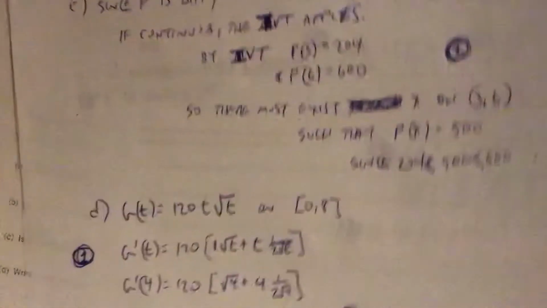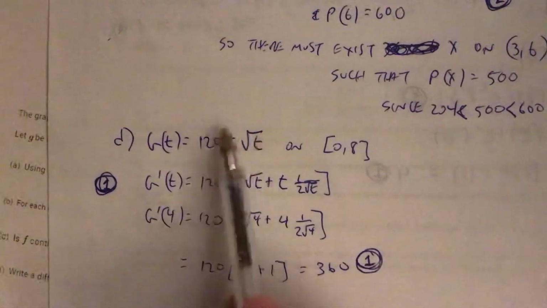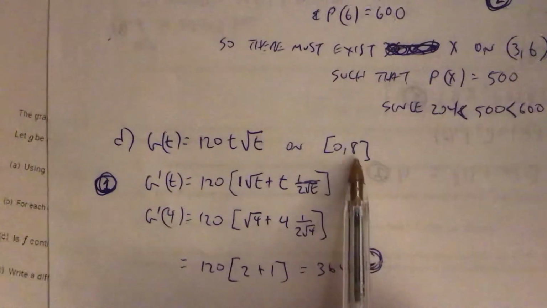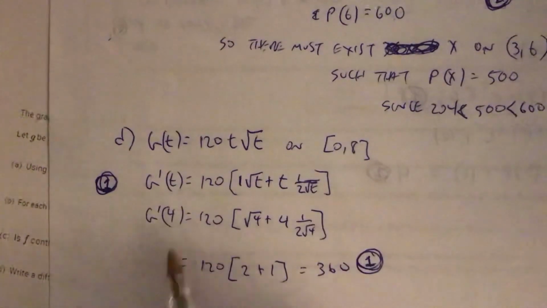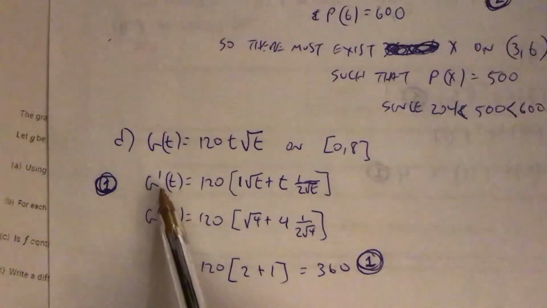All right. Then that last problem, they gave me G of T. This is the amount of gallons the passengers use. It's defined for 0 to 8. I just want to know what's G prime of 4. So what's the rate at which passengers are using water after 4 hours?